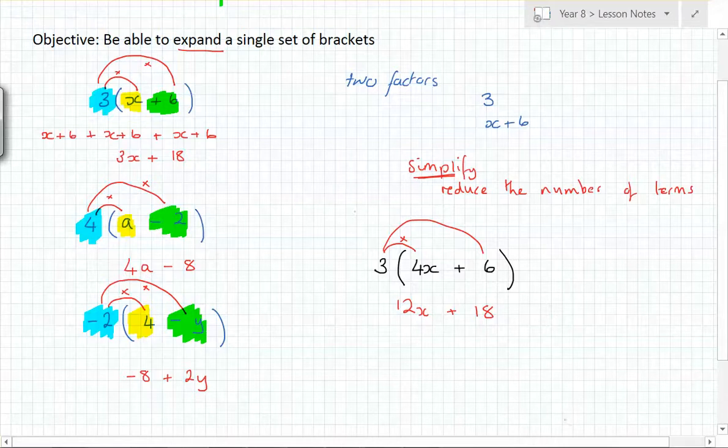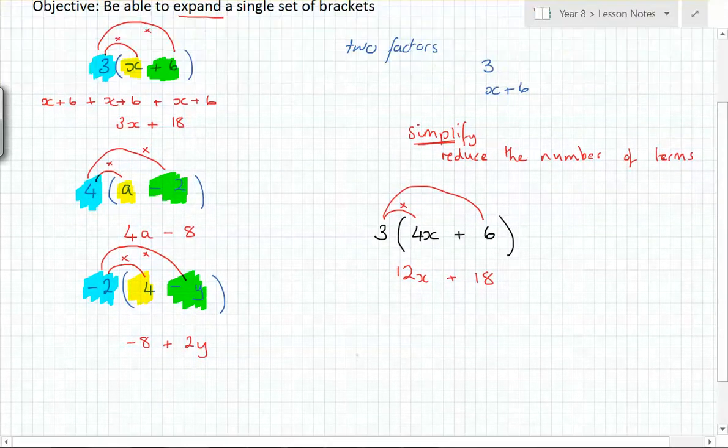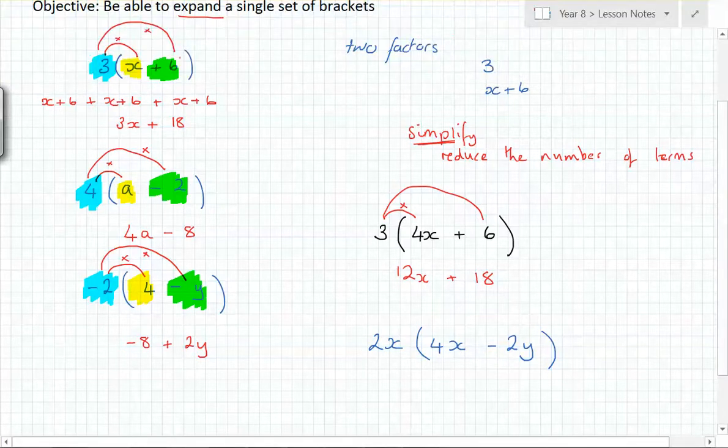Okay? I will do one more, whether we get to that in the book or not, I don't know, because you guys are smart. What about x times 4x minus 2y? Actually, I'm going to make it even harder. 2x times 4x minus 2y.